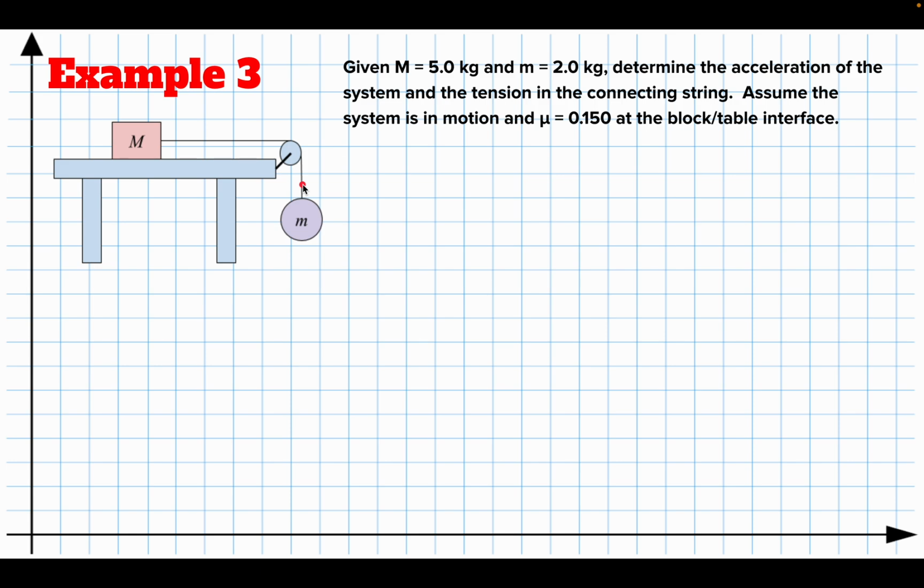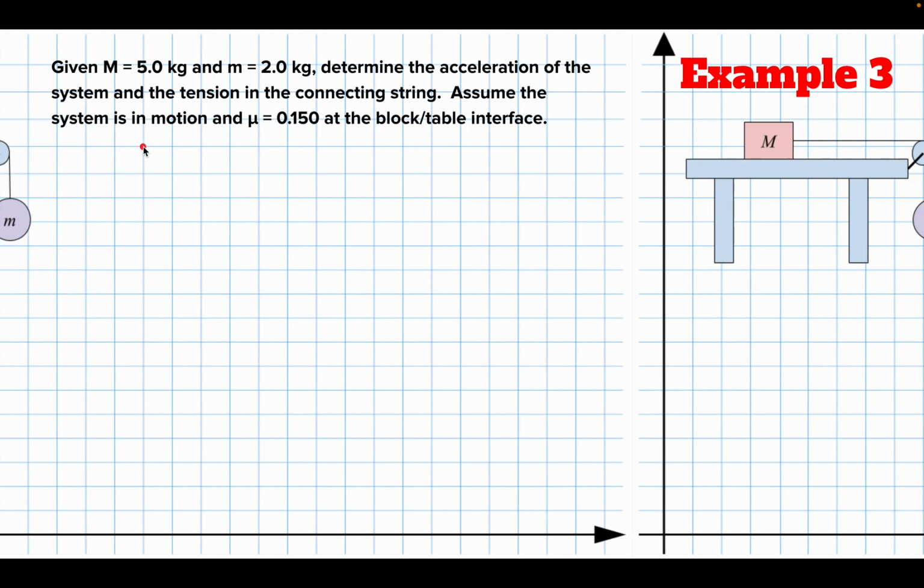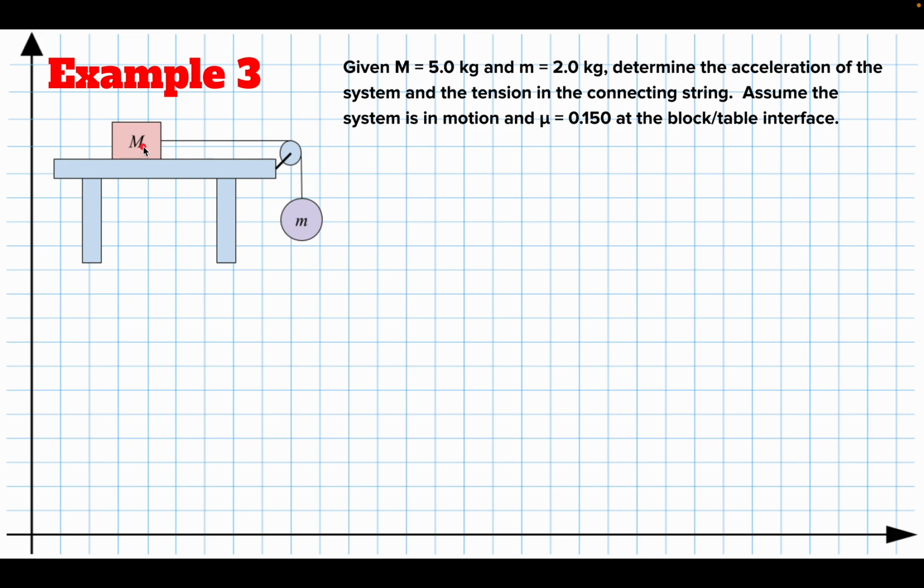All right, so the first thing we have to do is build a free body diagram, and we have to do this carefully. We are going to look at this mass first, capital M. So here we go. There is my mass, and I'll label it capital M. This mass accelerates to the right because the system is in motion, and we want to know the acceleration of the system.